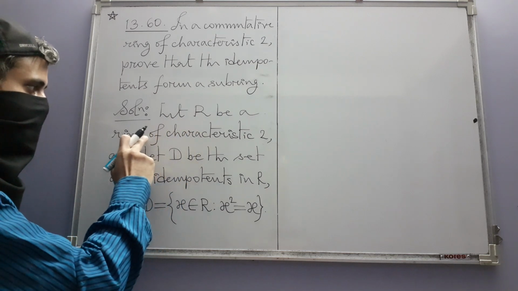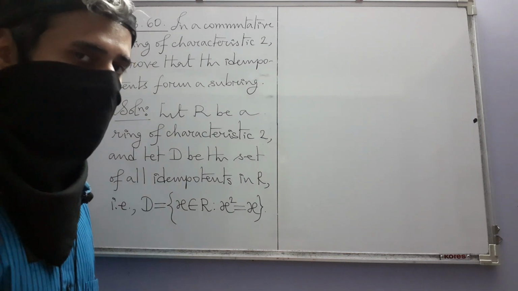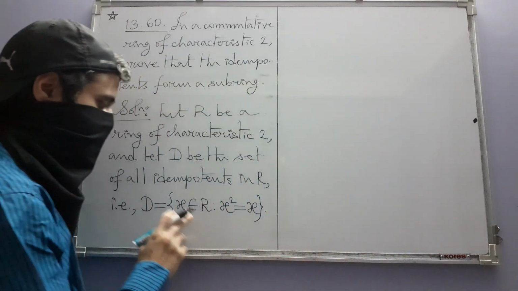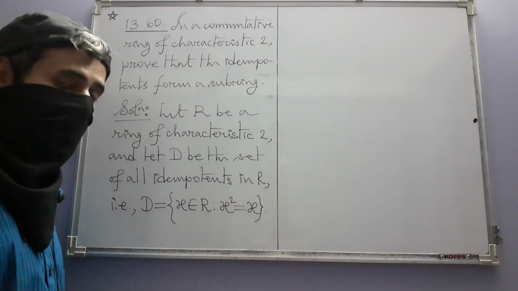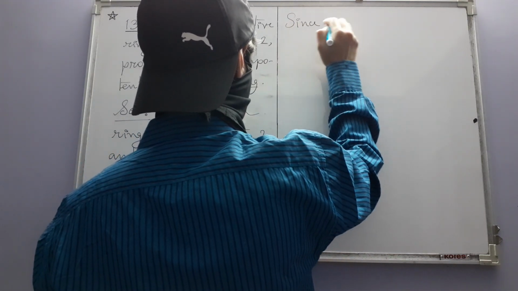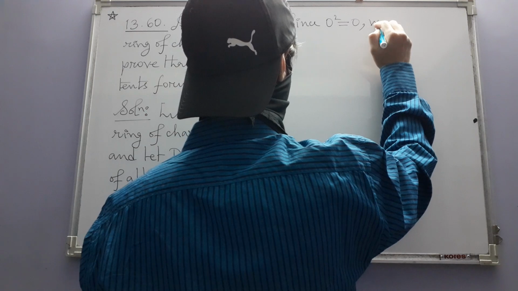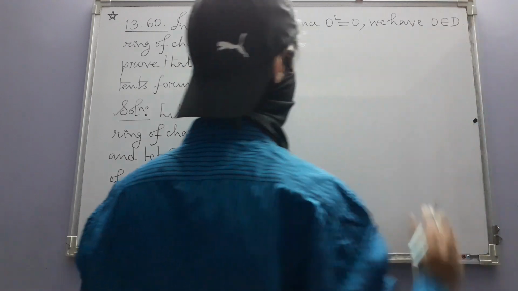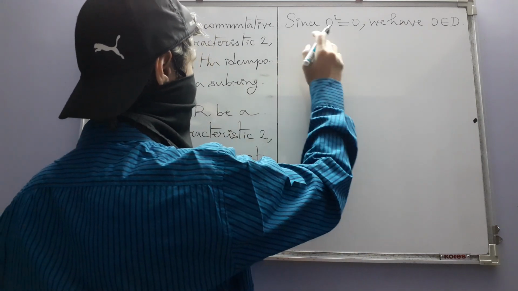R is just given to be a ring of characteristic 2. It is not given that R has a unity. R may not have a unity. Okay, but in spite of that, there is one element, of course, which is an idempotent, and that is the 0 element in the ring R. Since 0 square is equal to 0, we have 0 in D. So D is non-empty.